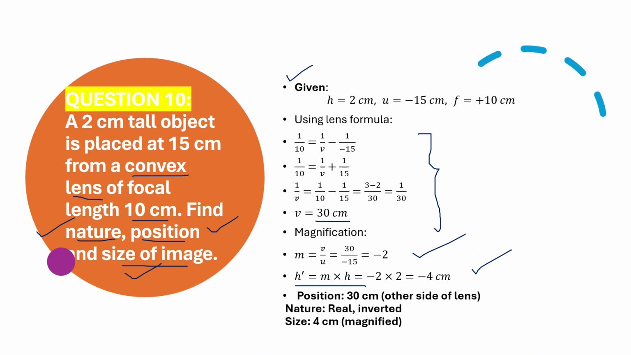So what is the position here again? It's 30 centimeter, which is the other side of the lens. What is the nature? It is real and inverted. And what is the size? 4 centimeter magnified, because it is at the other side of the lens.